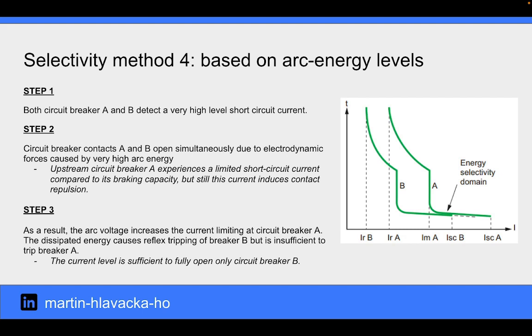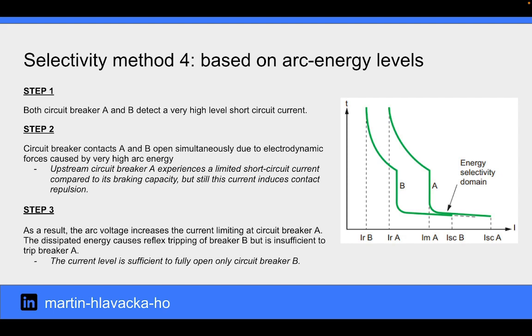This limiting phenomenon is based on arc energy levels. During a high short circuit current in the installation, first both circuit breakers A and B detect a very high level short circuit current. Then circuit breaker contacts A and B open simultaneously due to the electrodynamic forces caused by very high arc energy.